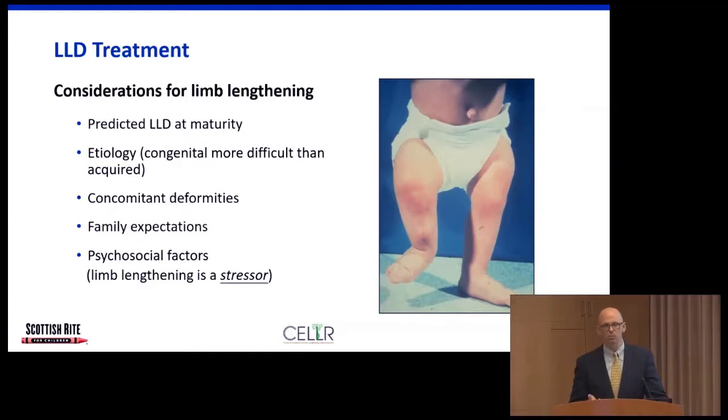So all of these things are important to talk to the family about, because even though we have a goal of lengthening 5 centimeters, we may never get to 5 centimeters. We may lengthen 2 centimeters and they start to develop difficulties with the hip and knee that force us to stop.